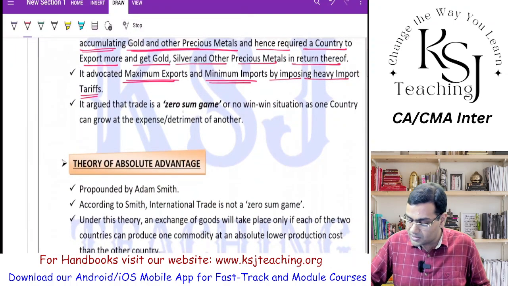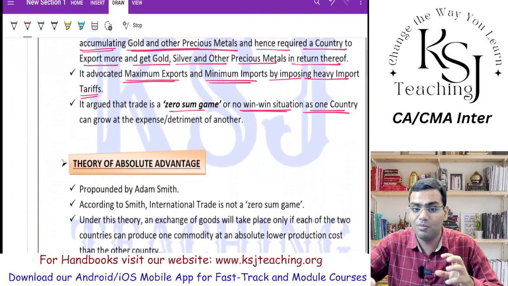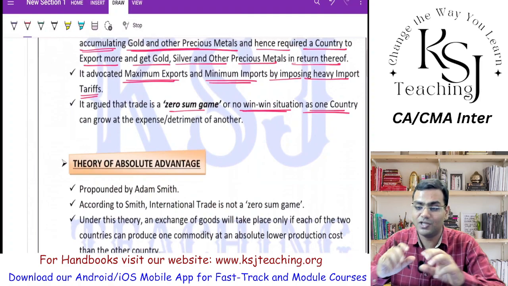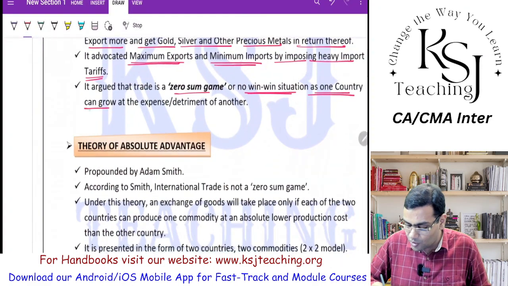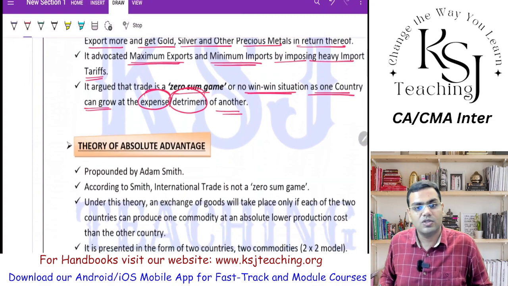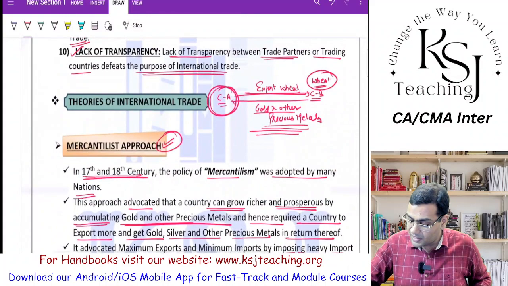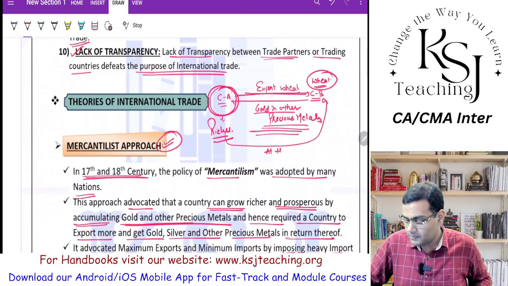It argued that trade is a zero-sum game and there is no win-win situation. It is not a win-win situation for both the countries. Why, sir? Because one country will gain more and another country is losing the gold and precious metals, as one country can grow at the expense or the detriment of another, right? So this approach is saying that one country is growing at the expense of another country. Now in this case, country A will get richer, but at the expense of country B. At the expense of country B, they are getting richer.